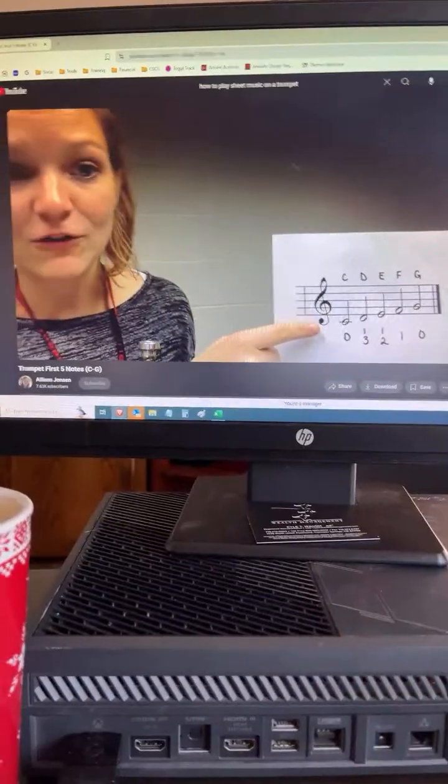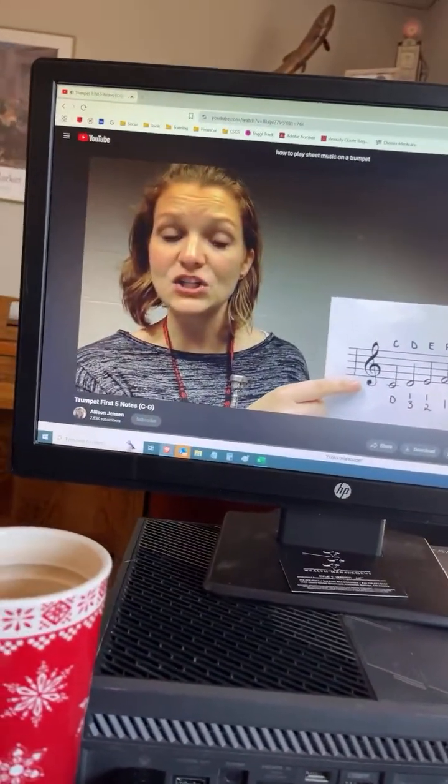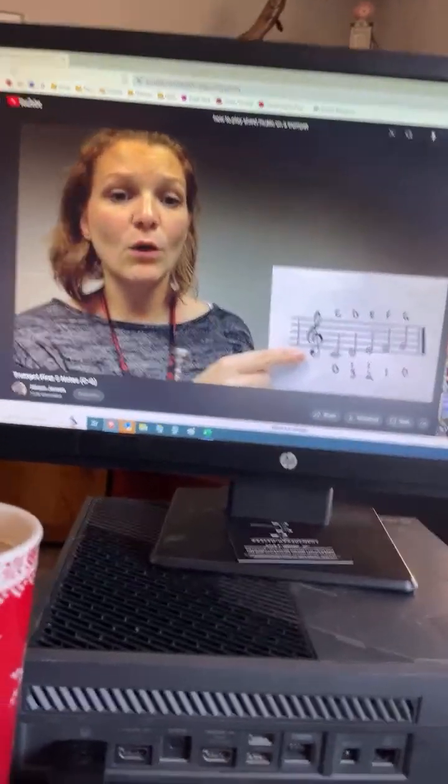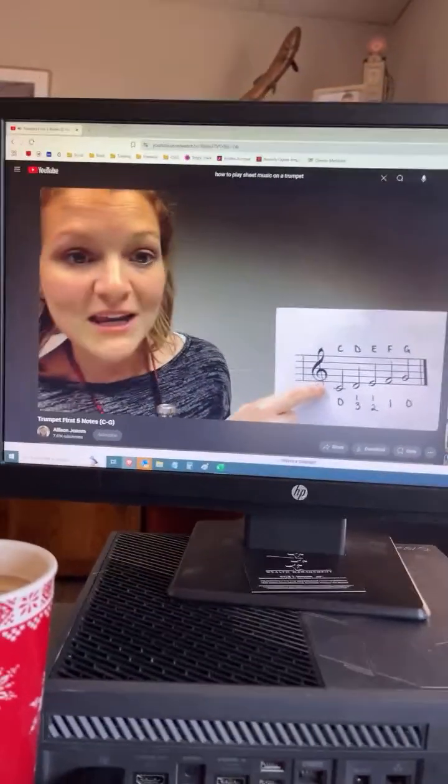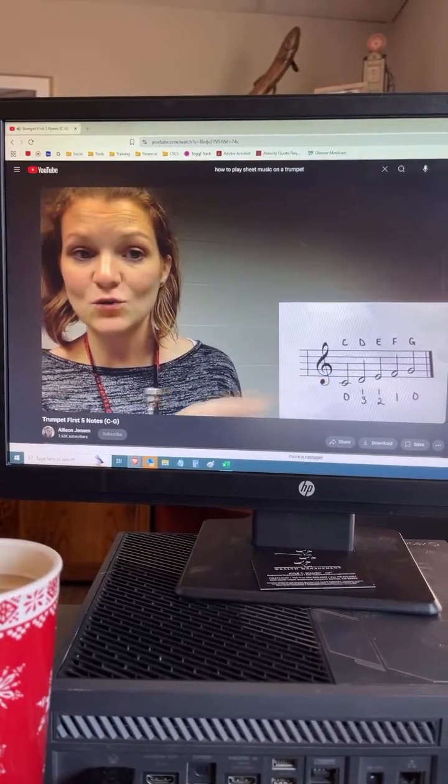Alright, you made it. So if you look at the example that I have right here, these are actually half notes. Those are going to get 2 beats each. So let's try this again. We're going to play each note for 2 beats with no rest in between.